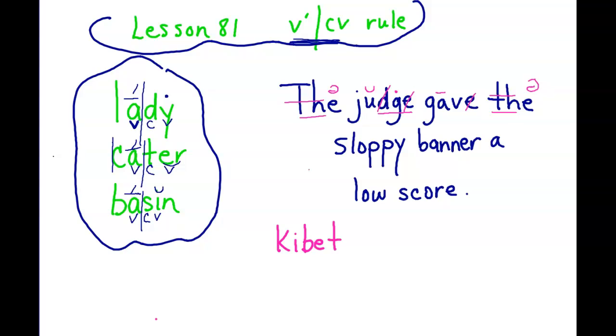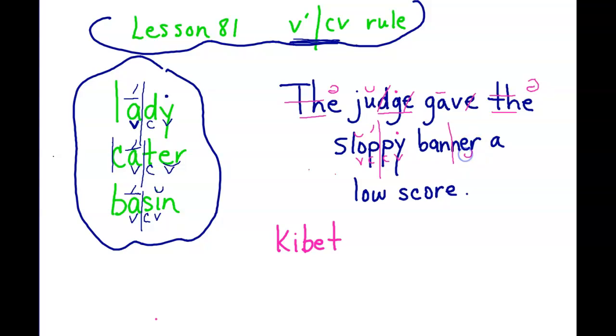Sloppy, sloppy. Divide between the two P's. We have an E sound at the end. Sorry for all the pop-ups here. Short O, breathe. We have V, C, C, V. We're going to accent that first syllable. Banner. Divide between the N's.